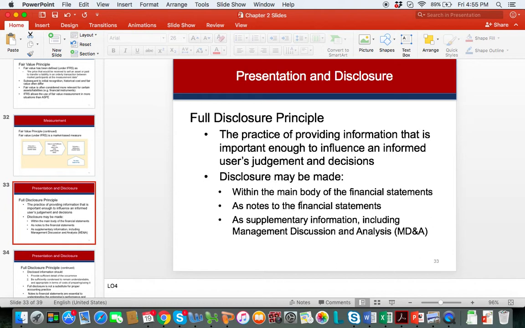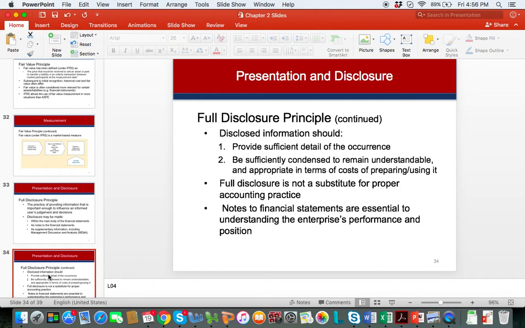So your disclosure notes are disclosing across your financial statements, being the income statement, statement of financial position, i.e. balance sheet, and cash flow statement. And then supplementary information might include management discussion and analysis. So you might volunteer that information.